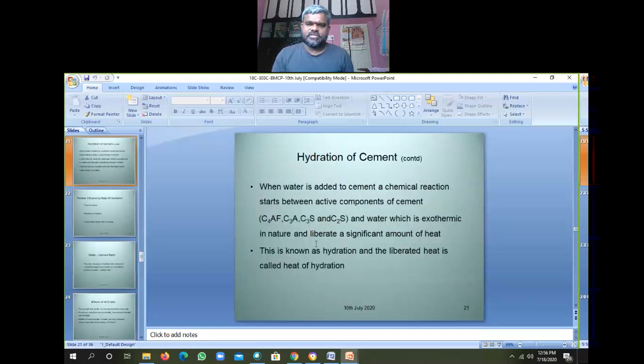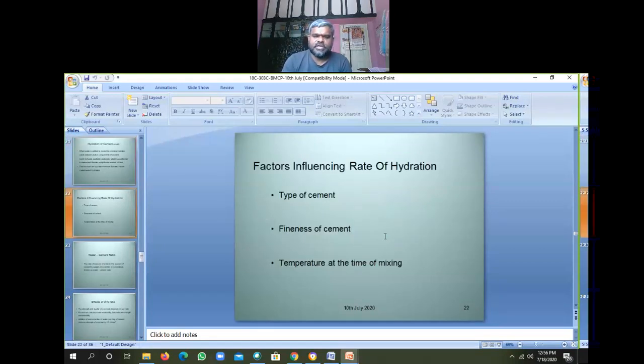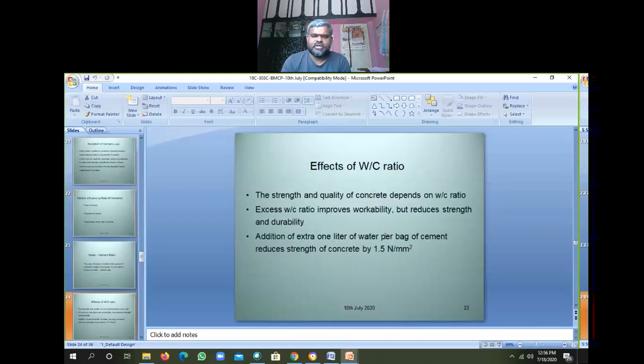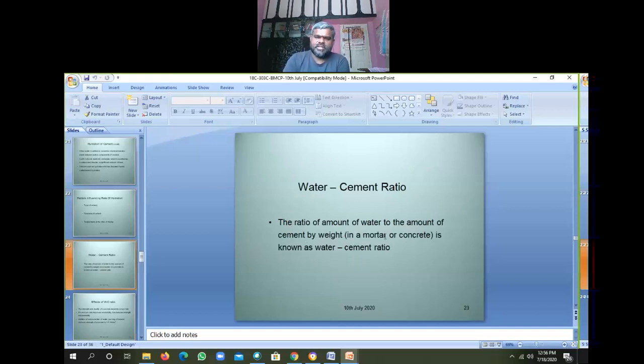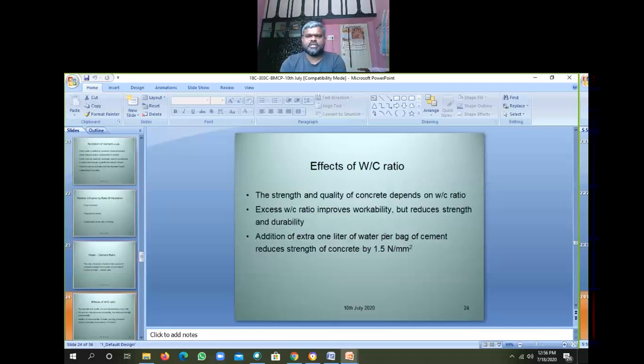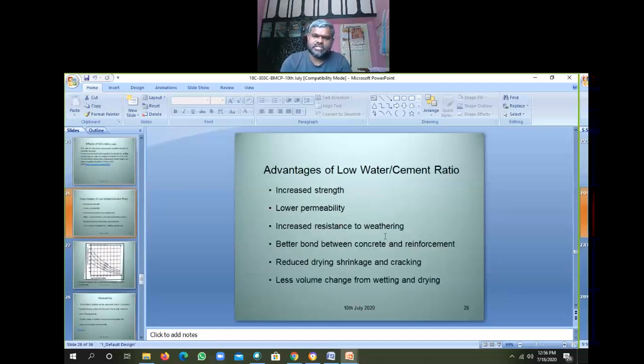And hydration of the cement also we have seen. When water is added to the cement, a chemical reaction starts between the active components of cement, that is, these are called Bogue's components, right? This reaction is exothermic in nature, it liberates a significant amount of heat. That is called hydration of cement. Factors influencing the rate of hydration are type of cement, fineness, and temperature. And water cement ratio, the ratio of the amount of water added to the weight of cement, is called water cement ratio, right? This has a big impact on the strength of concrete also.